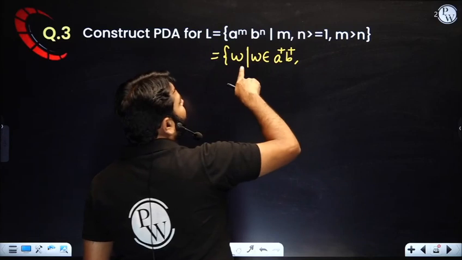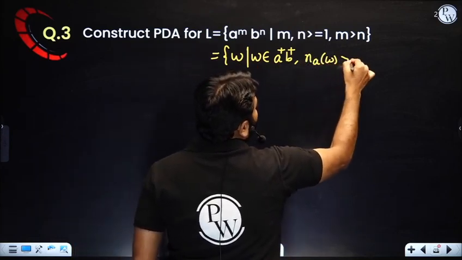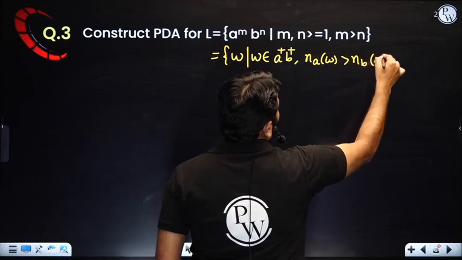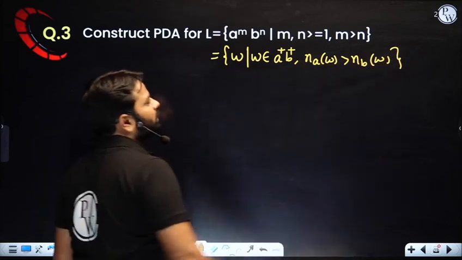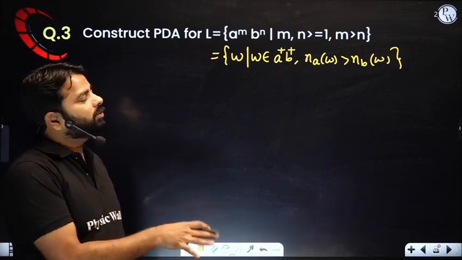And the number of A's of W should be greater than the number of B's of W. Yeah, this is another way to represent the same language. So it's one of the important ways to represent it.